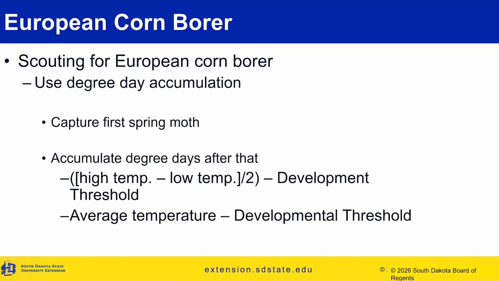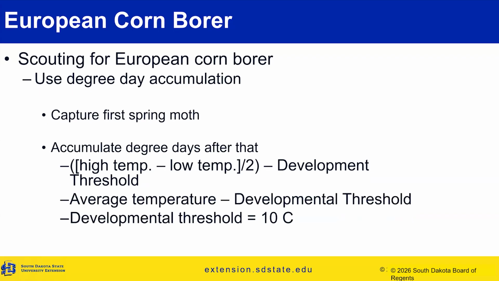But if you're doing that, once you catch the moth, you start accumulating degree days after that. A degree day is your high temperature for the day minus the low temperature divided by 2, and then you subtract from that the developmental threshold. And so at the end of the day, it's essentially average temperature minus developmental threshold.